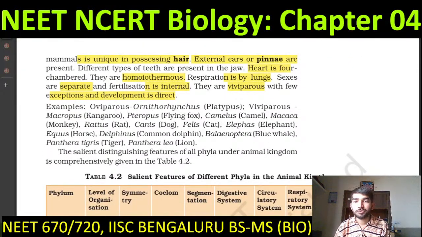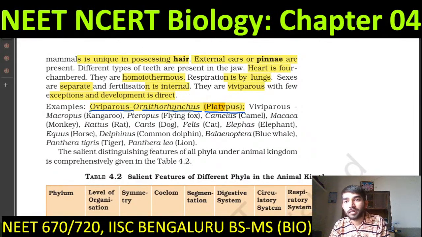For example, here is oviparous. So Ornithorhynchus, which is the platypus. You should know this example very clearly. Platypus. Then this is oviparous. So this is the exception here. So that is why you should know. Among mammals, this group gives rise to eggs first, and from the eggs, the new one comes out.